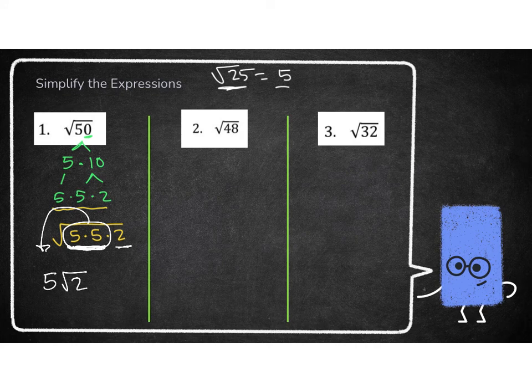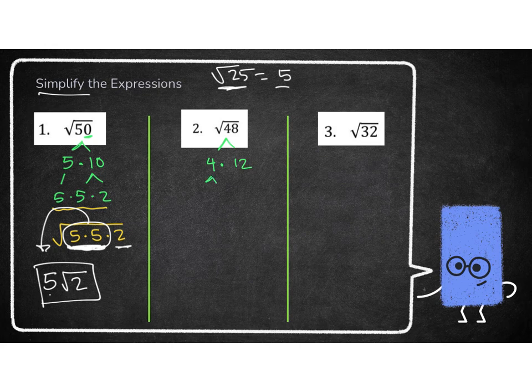Okay, the square root of 50 simplified is 5 root 2. So that one factor pair of 5s came out front to make a factor of 5 outside. All right, let's take a look at the 48. So in 48, I can break this down however I want. I'm going to break it down into 4 times 12. 4 times 12 there is 48.